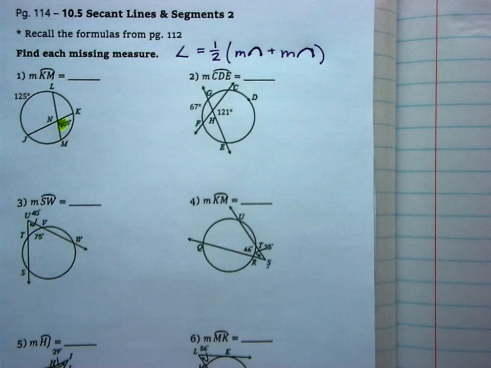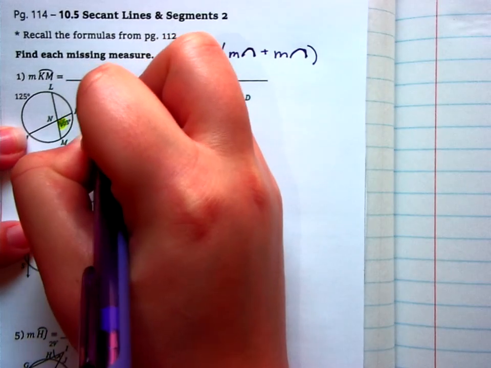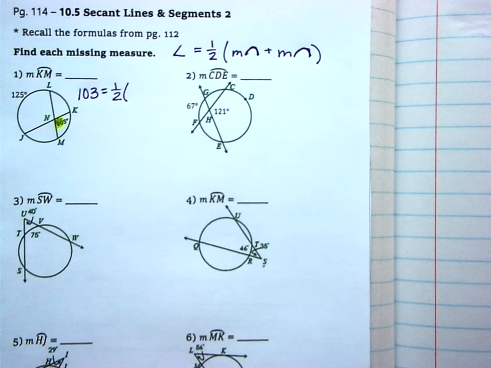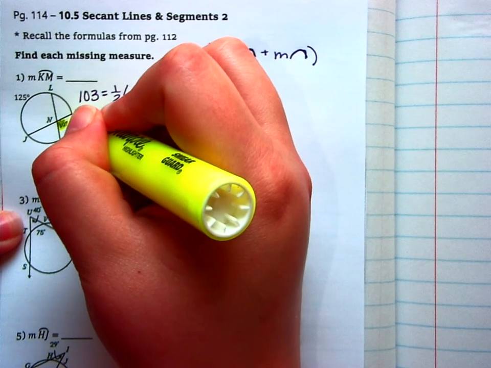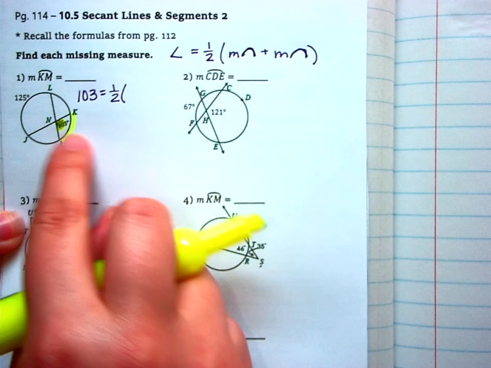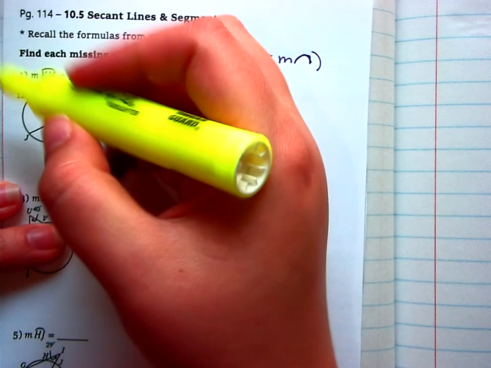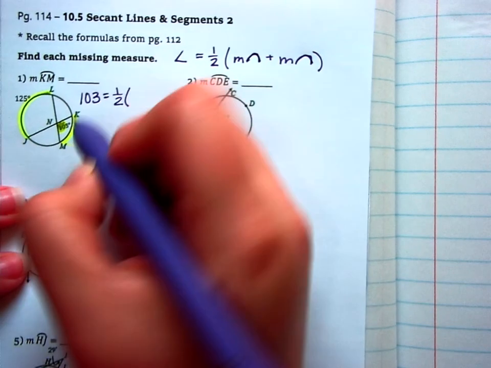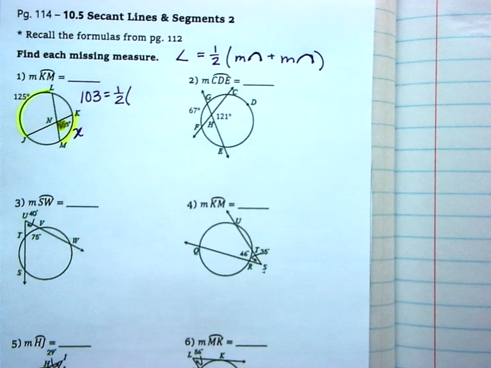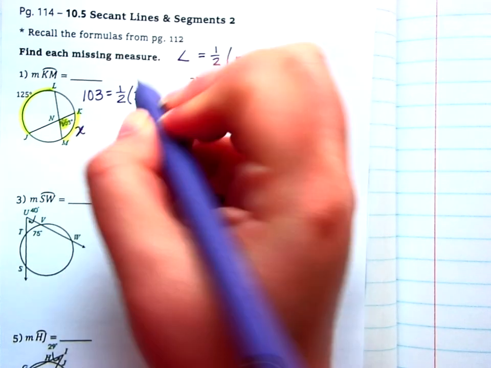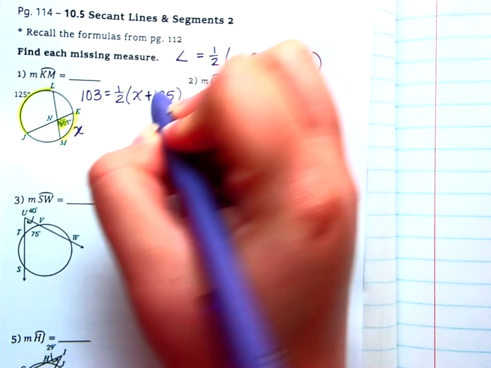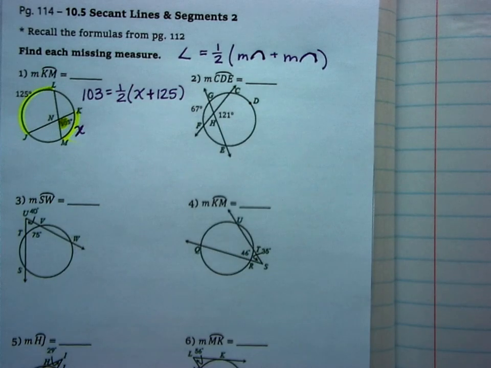in between the lines. So the angle for number 1 is 103. We're going to do the angle equals half the sum of the arcs. They want arc KM, and that is an arc that the angle opens up to. And on the other side of the angle is arc JL, which they gave us the measure as 125. So to solve for KM, I'm going to use X for it. The angle equals half of the arcs added together. So X plus 125. That is the setup that we need to follow.